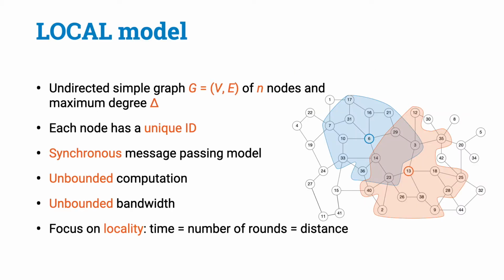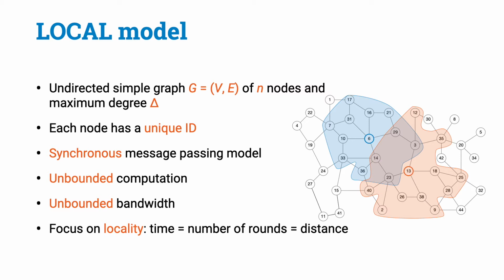Our setting is the classical LOCAL model of distributed computation, first formalized by Linial in the late 80s. This is a synchronous message passing model where we restrict neither the size of the messages nor the computational power of each computing entity. Nodes have unique identifiers, and the time complexity is given by the number of communication rounds needed for each node to output its own part of the solution.